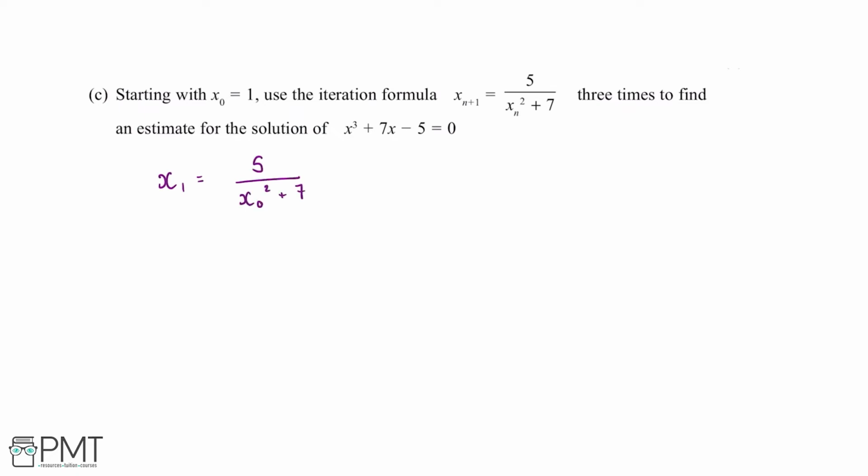So we can substitute in the value x0 equals 1 into this equation. And this tells us that x1 is equal to 5 divided by 1 squared plus 7. And this gives us an answer of 0.625.